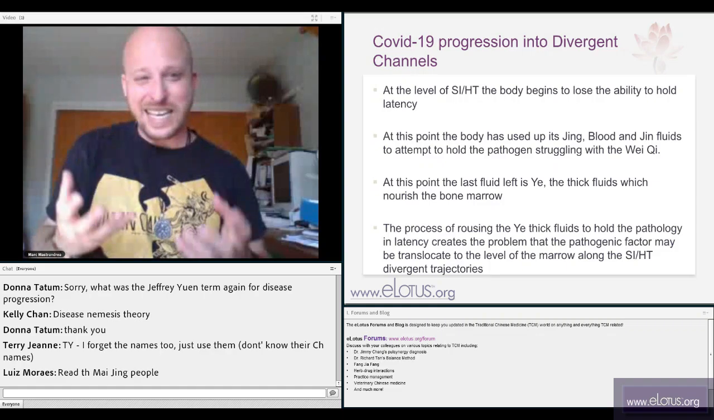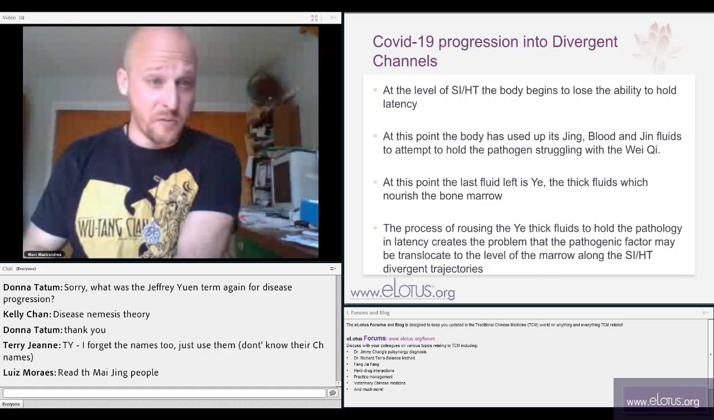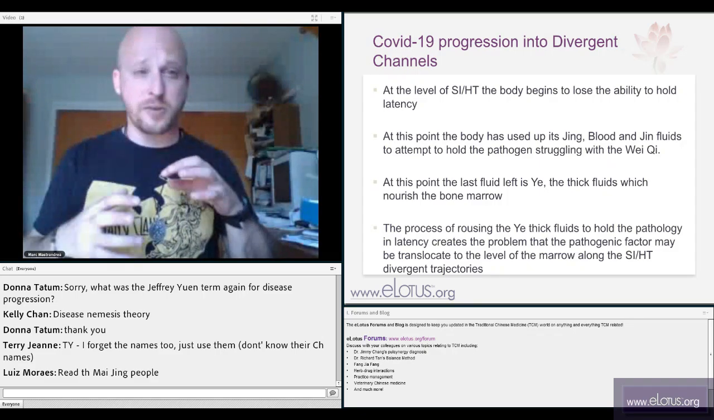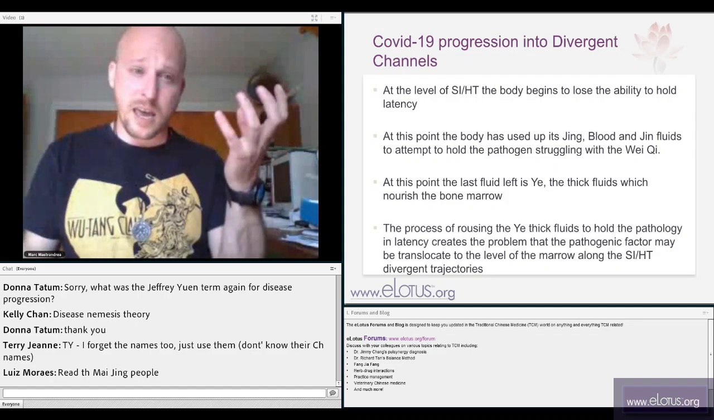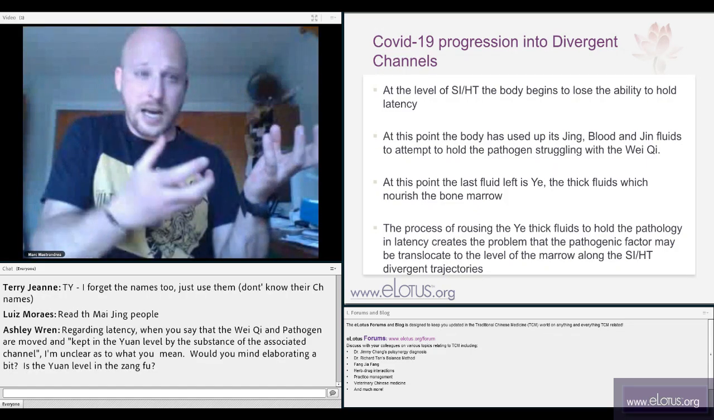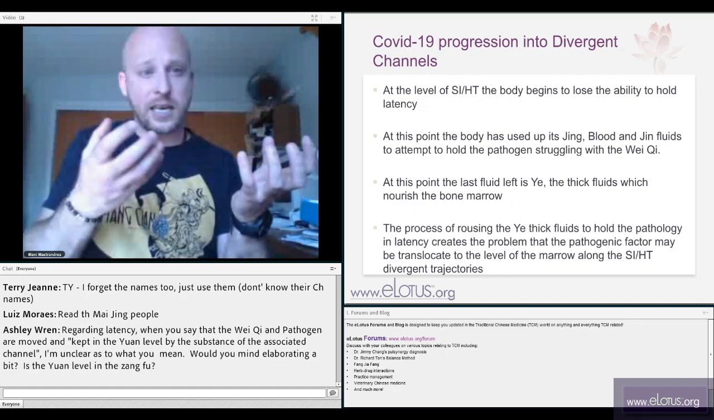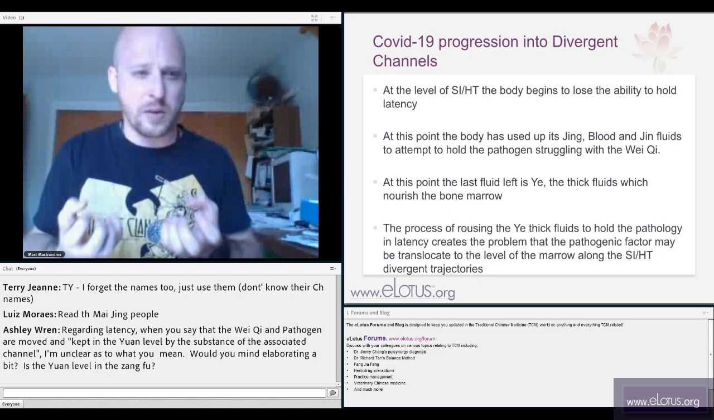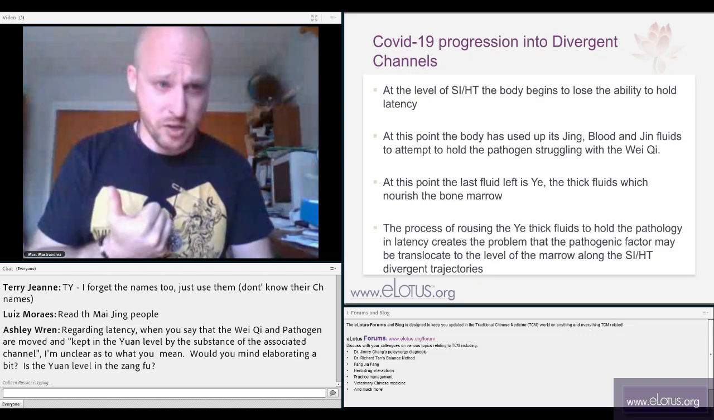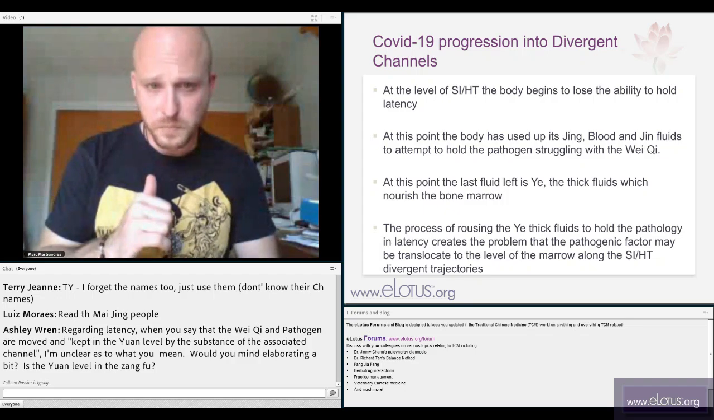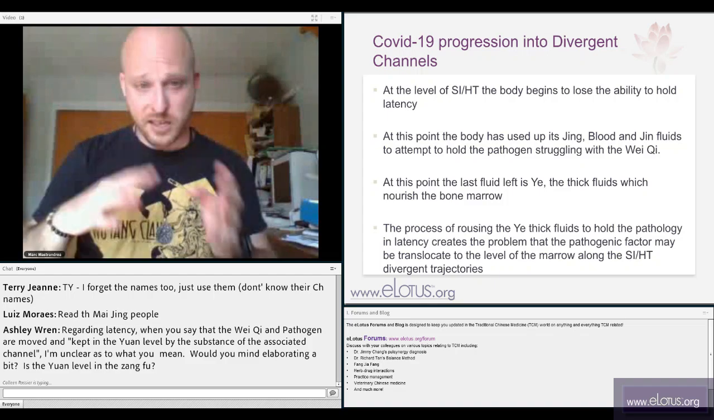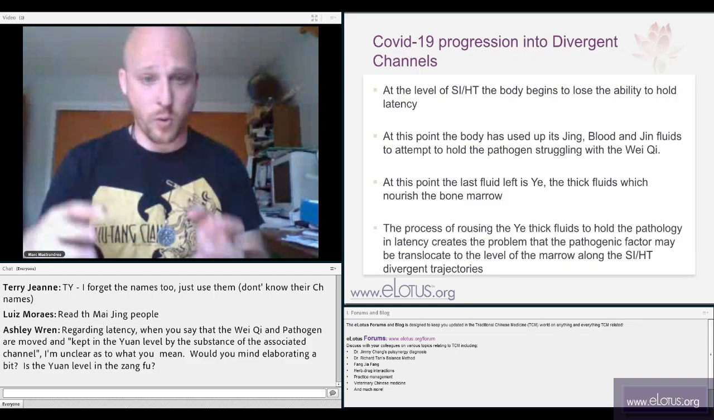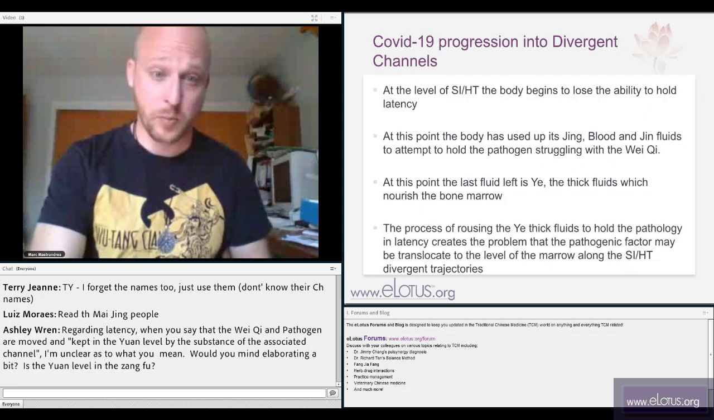Now you're using the thick fluids, the Ye. The Ye would come from what? The joints, from the marrow, from the brain, all these things, right? So this is pulling from an area that's not really conducive with holding things in latency. You don't have much left. Because remember, if the Jing starts to become deficient, it can still call on what? The blood and the Jin. If the blood becomes deficient, you can call on the Jin fluids. Once you get down to the Ye, you don't have any other really good yin substance to hold things on. So this is where you start to see much more extreme conditions, much more extreme issues. At this point, when these things are used up, this is the last thing. You're going to see it trying to hold latency, but it's going to create problems with translocation, right? Where it's moving to, you're going to start to see neurological symptoms take place.